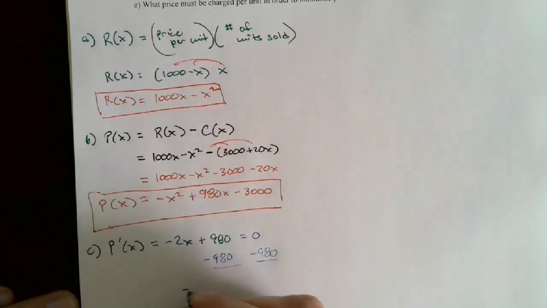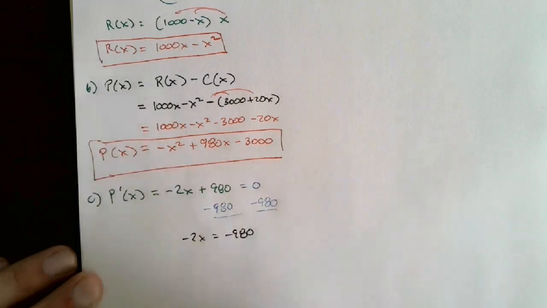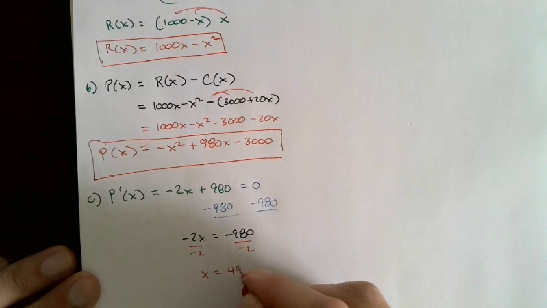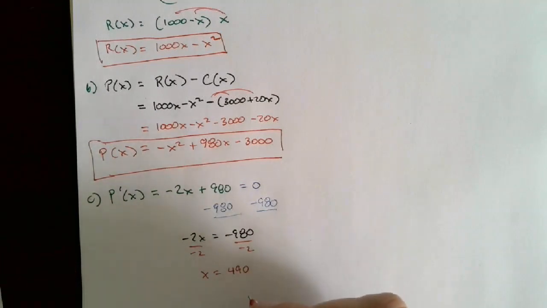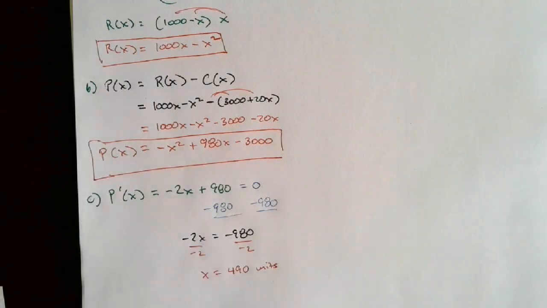And that gives us negative 2x equals negative 980. Divide by negative 2, you get x equals positive 490. And that's what? Well, that's units, right? X equals 490 units. Make sure you're finding the units of the stereos. So x equals 490 units.